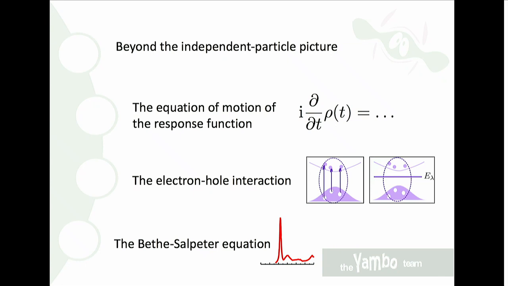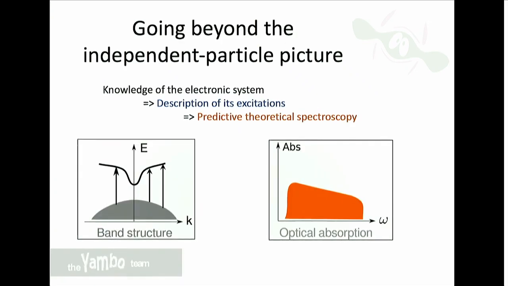More or less, we'll follow this scheme. We'll go beyond the independent particle picture. We will start with the equation of motion, first for the density matrix and then for the response function. And then we will basically discover the electron-hole interaction and excitons. Clearly, when we want to talk about excitations, as you know very well, we need complete knowledge of the electronic system, a good knowledge of its excitations, and then we can use these excitations to compute theoretical spectroscopy.